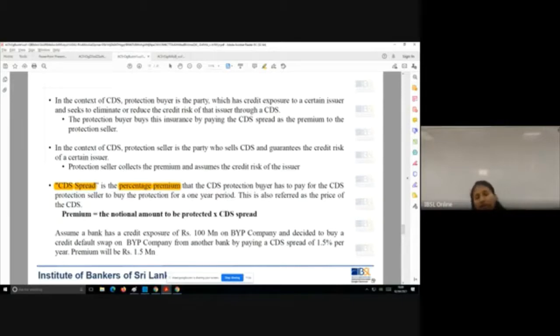So how can you calculate the premium in amount? You have to first know the amount for which you are seeking protection. Let's say you have an investment of 100 million and you want to cover the entire 100 million. Then the amount to be protected is 100 million. CDS spread should be given, it's a percentage. So by merely applying the percentage on the exposure amount, you should be getting your annual premium. Okay.